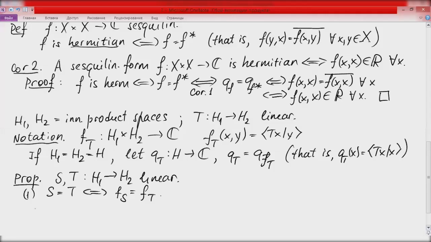And in the special case where H1 equals H2, then S equals T if and only if their quadratic forms are the same, Qs equals Qt.